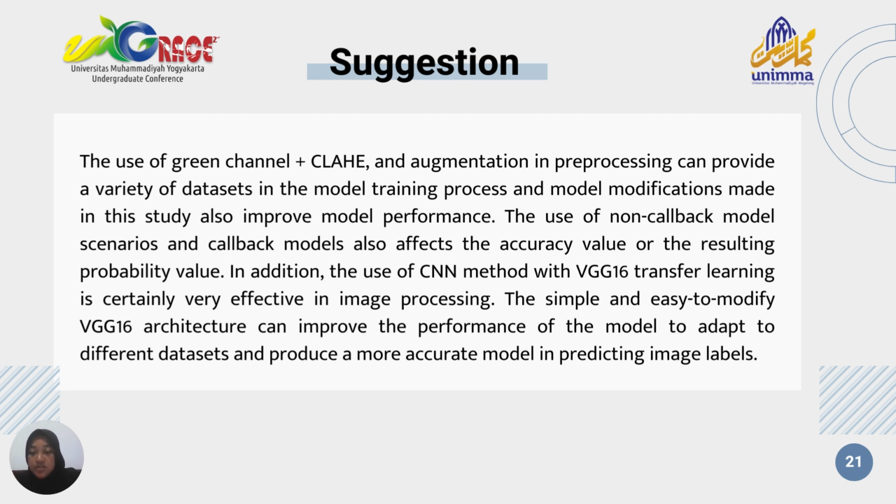The use of CNN method and VGG16 transfer learning is certainly very effective in image processing. The simple and modifiable architecture of VGG16 can improve the performance of the model to adapt to different datasets and produce a more accurate model in predicting image level.